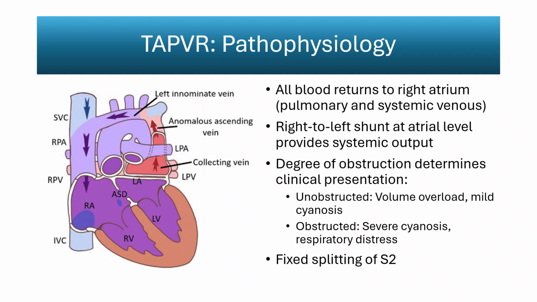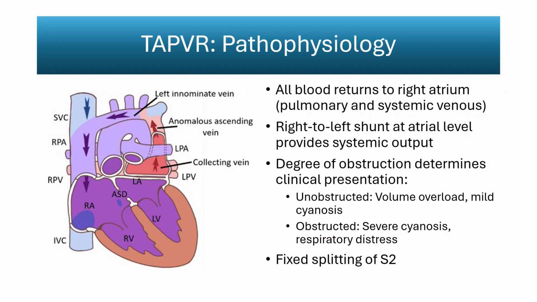In TAPVR, all pulmonary venous blood returns to the right atrium rather than the left. As a result, both systemic and pulmonary venous return are completely mixed in the right atrium. Systemic output is possible only because of an interatrial communication, usually an atrial septal defect, that allows blood to cross into the left atrium. The degree of systemic oxygenation depends on how effectively this shunt permits mixing. When pulmonary venous return is unobstructed, the physiology produces volume overload of the right atrium and right ventricle. Excessive pulmonary blood flow leads to congestive heart failure over weeks to months, with cyanosis often mild.